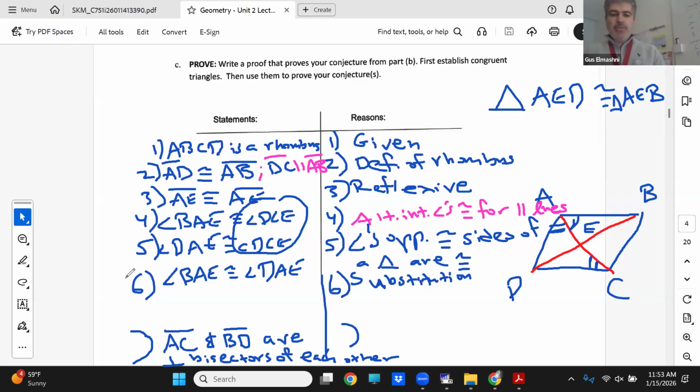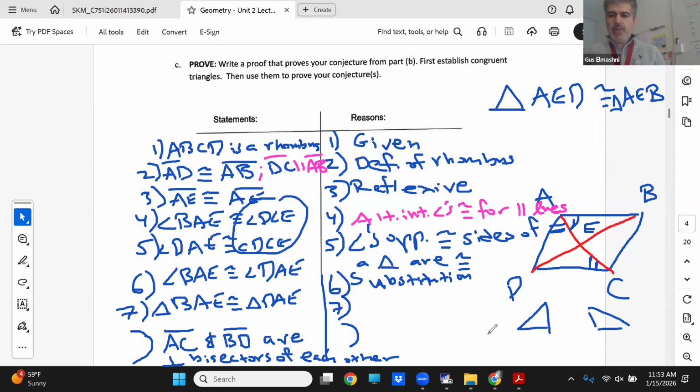Now we know triangles are congruent. For step 7, I know that triangle BAE is congruent to triangle DAE. This triangle is the same as that triangle. That's DAE, and that's BAE. I think that's a great question. What are we trying to prove here? This one's the same as this one.